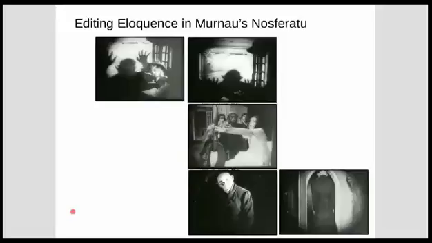This is a short sequence from F.W. Murnau's Nosferatu from 1922. It's a German expressionism film, and you'll get to look at that in a little more detail within the next few weeks. And this is the Nosferatu is the first vampire film, essentially, and it's an unauthorized adaptation of Bram Stoker's novel. And this is the sequence of the first attack by the vampire on Jonathan Harker.